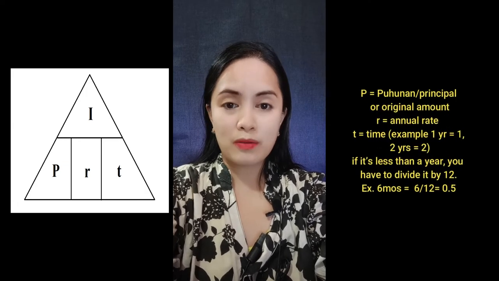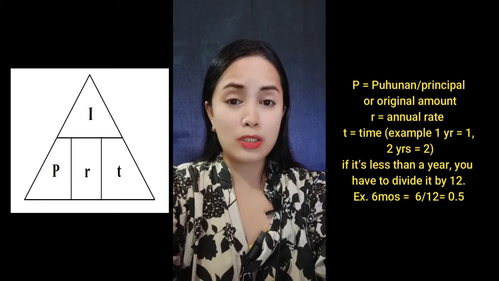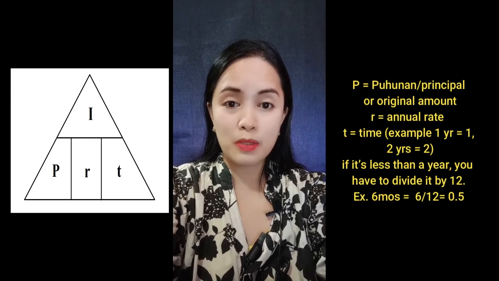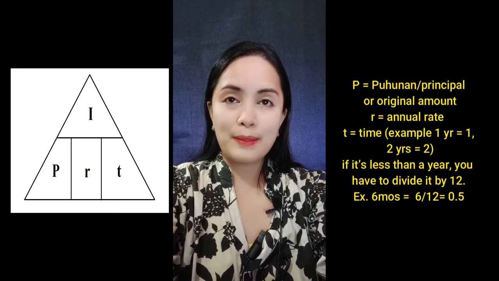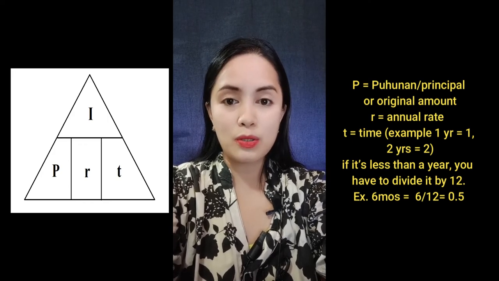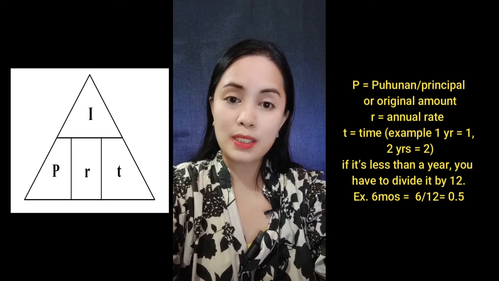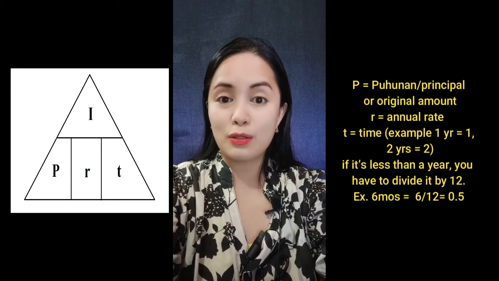The P stands for the principal or original amount or the puhunan. The R stands for the rate. The hint there is the percentage sign or the percentage word. And then you should know how to convert it to decimal so that it would be easier for you to compute even if you don't have a calculator. And then lastly, we have the time. For example, your time is 1 year, so t is equals to 1. If it's 2 years, then t is equals to 2. But if it's less than a year, you should divide it by 12. Okay, say for example 6 months, it should be divided by 12, and that gives you t is equals to 0.5.